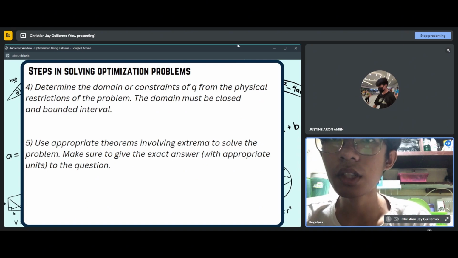4. Determine the domain or constraints of Q from the physical restrictions of the problem. The domain must be a closed and bounded interval. 5. Use appropriate theorems involving extrema to solve the problem. Make sure to give the exact answer with appropriate units to the question.